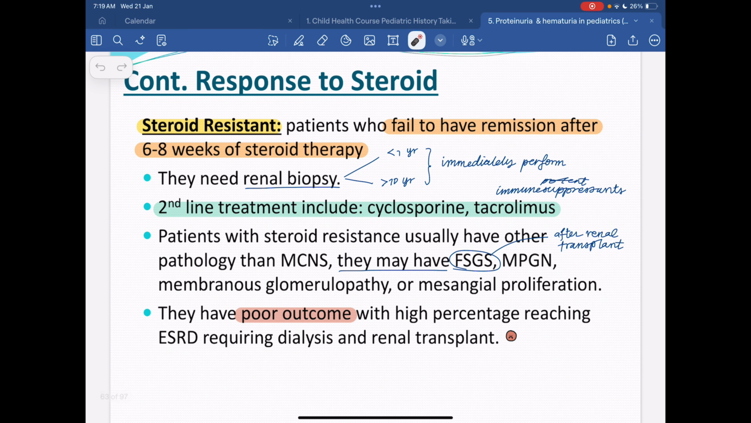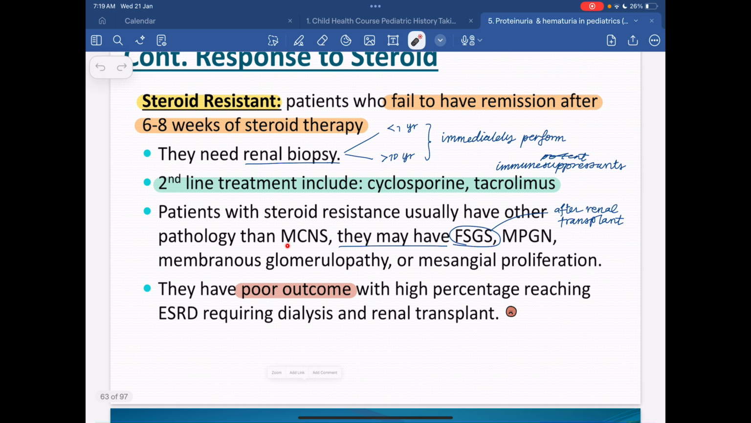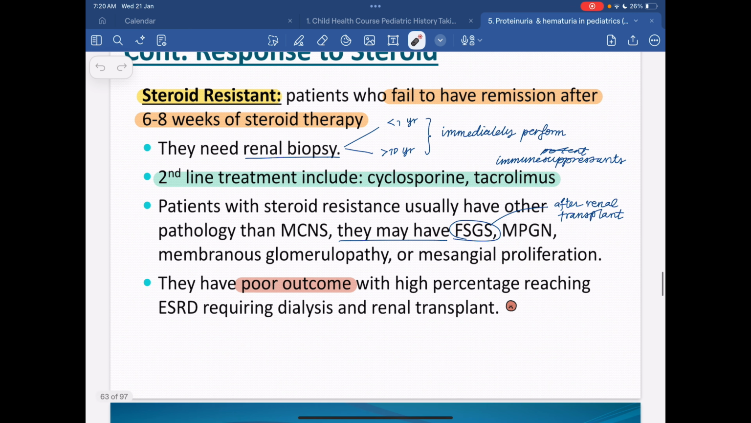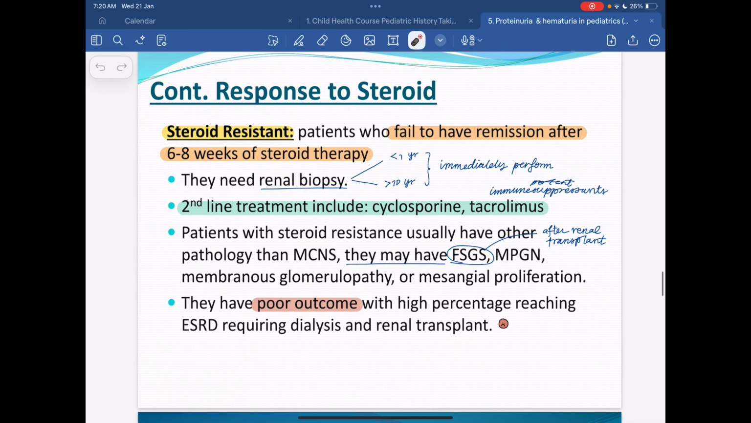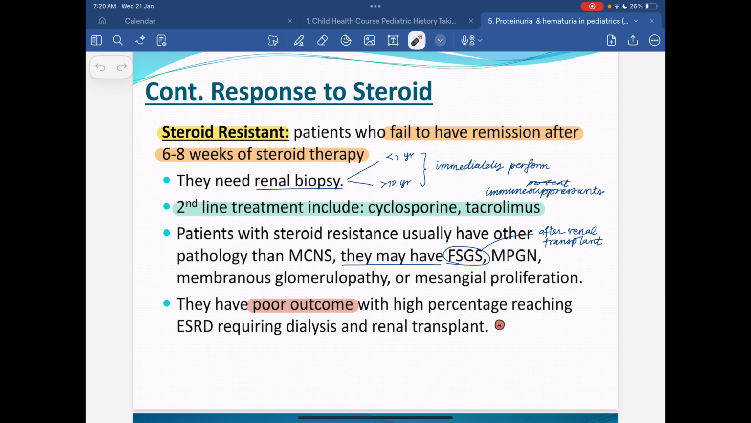Patients with steroid resistance usually have another pathology rather than minimal change disease. نحن نقول minimal change disease 90% respond. They may have focal segmental, membranoproliferative glomerulonephritis, membranous glomerulopathy, mesangial proliferation, whatever it is. And these children with steroid resistant glomerulonephritis or nephrotic syndrome have poor outcome with a high percentage reaching end-stage renal disease requiring dialysis and a renal transplant.